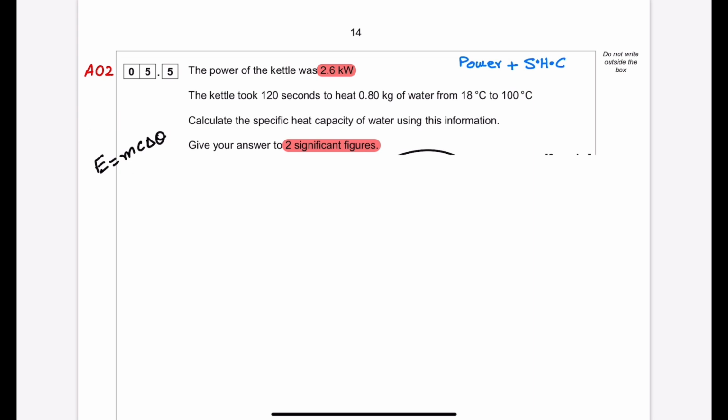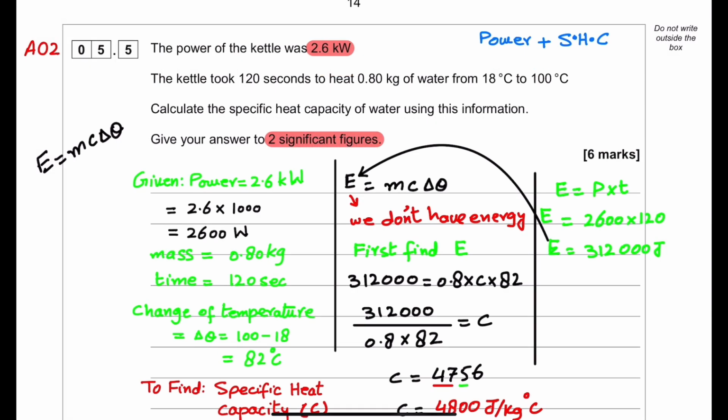Let's see the model answer. Power is given, 2.6 kilowatt. We need to convert kilowatts into watts. We know that 1 kilowatt is equal to 1000 watts. The 1000 is going to multiply by 2.6. We will get the answer, that is 2600 watts. The power is 2600 watt. Mass is given, 0.8. Time is 120 seconds. And the temperature change we can find from here, 100 minus 18, that is 82 degrees Celsius.